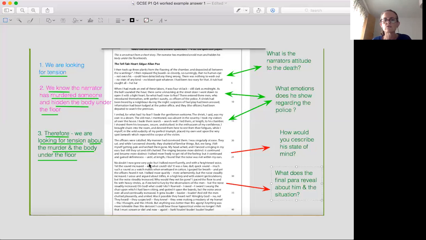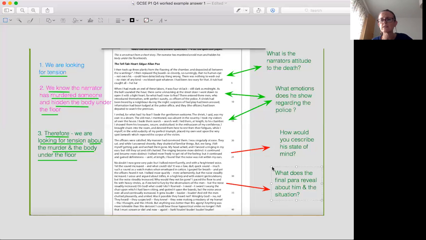And then he starts to grow pale, and his voice starts to heighten, and he gasps for breath, so his emotions are changing. So his attitude to the death changes throughout the text, and it starts from being very confident about it to being convincing and light-hearted in himself with the police, but then something unnerves him. So we see his breaking down throughout the text, and we see the breakdown in the final paragraph.